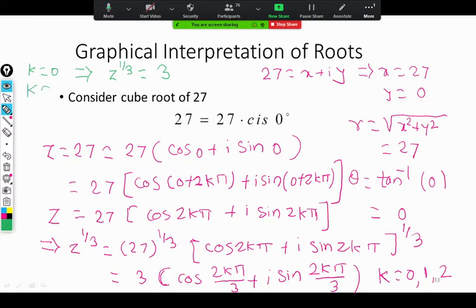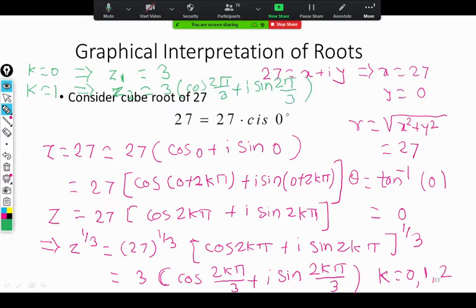Now k equal to 1, then second root. You can do it like this: instead of writing z raised to 1 by 3, because we are writing three roots, you can say z1, z2 and z3 are the three roots there. So you can give the suffix also. So I will say the first one is z1. Now z2, the second root, so we are putting here k as 1. So 3 times cos 2 pi by 3 plus I sine 2 pi by 3.